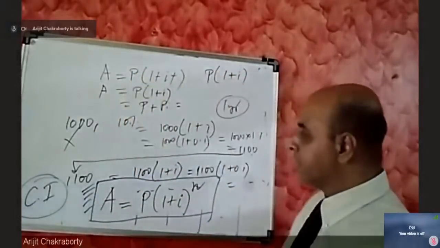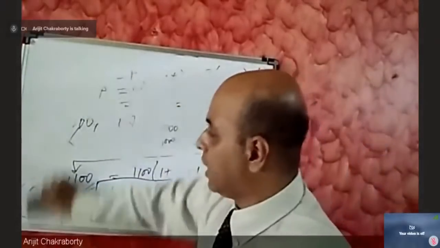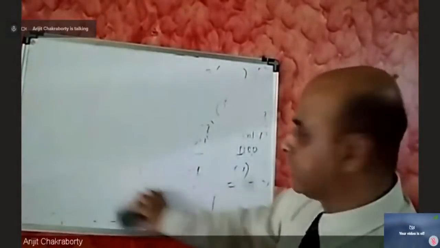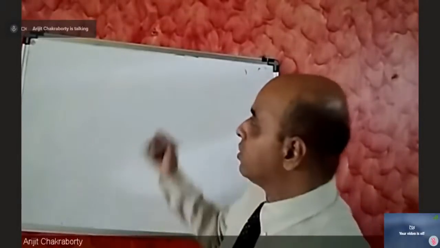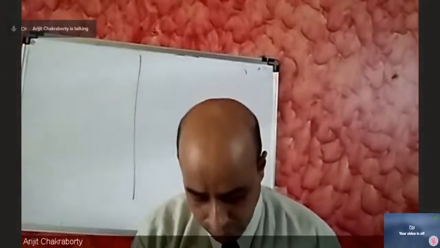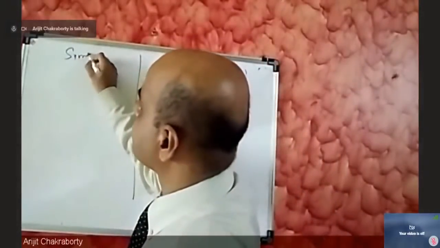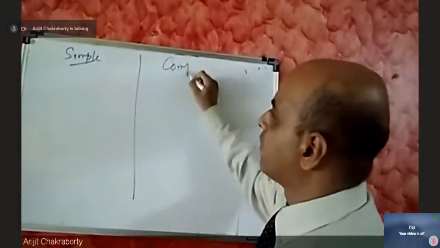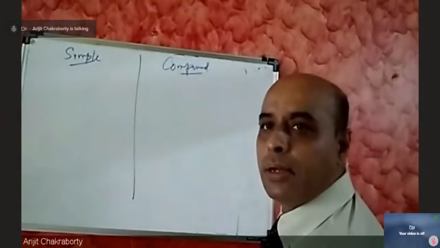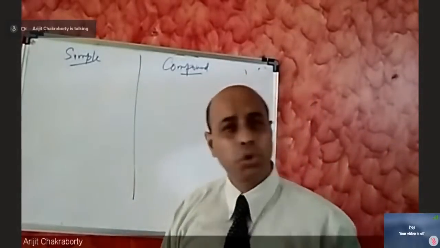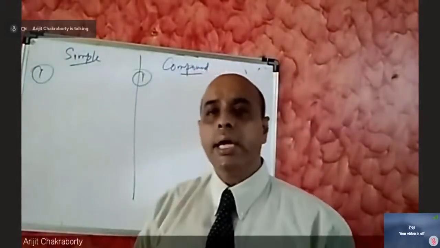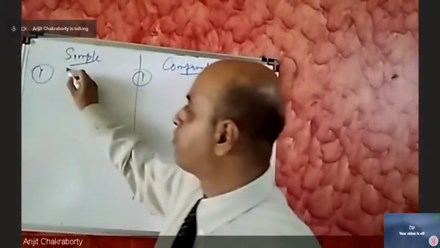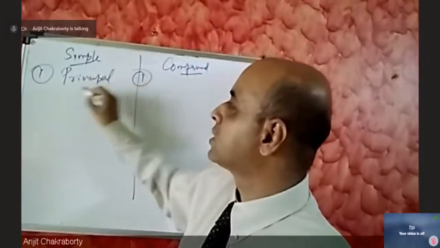Okay. Now, I will write both the formulas here once again so that you can keep a note of it. And we will also see the difference between simple interest and compound interest. So, if I draw a table like this, in case of simple interest and in case of compound, basically there are 2 or 3 differences. The first, in case of simple interest, the principal amount is constant.